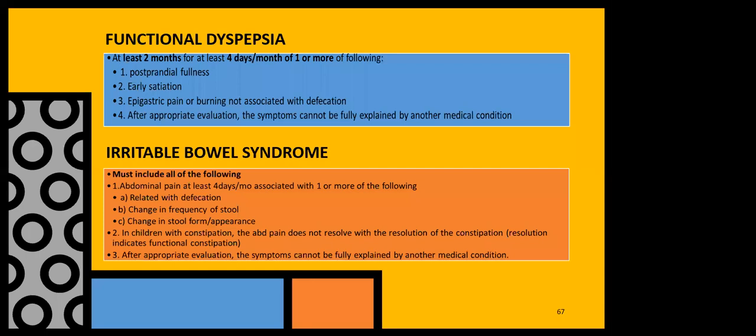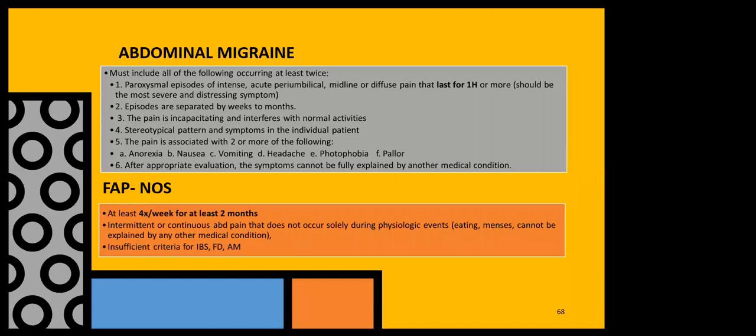So for abdominal migraine, at least one is the paroxysmal episode of intense, acute periumbilical, midline or diffuse pain, with episodes separated by weeks to 2 months. The pain is incapacitating and interferes with normal activities, with a stereotypic pattern and symptoms in the individual patient. And the fifth, the pain is associated with 2 or more of the following: anorexia, nausea, vomiting, headache, photophobia, and pallor. For functional abdominal pain, at least 4 times a month for at least 2 months. Of course, it has abdominal pain which is either intermittent or continuous in nature, that does not occur solely due to a physiological event. And you can diagnose it when there are insufficient criteria for IBS, FD, and abdominal migraine.